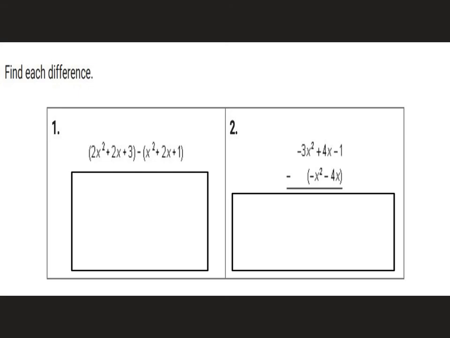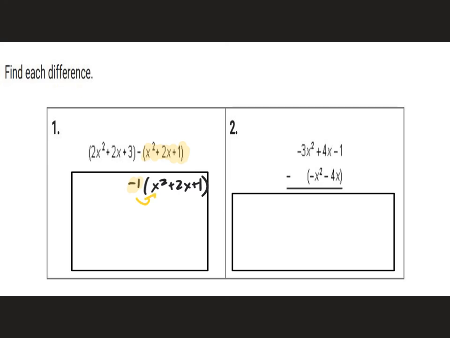So we have 2x squared plus 2x plus 3 minus x squared plus 2x plus 1. So I say that it's a subtraction problem, so that means that I have to distribute that negative sign to the entire second expression, or the subtracted expression right over here. So I'm going to do that first. So I have -1 times x squared plus 2x plus 1. And I'm going to be distributing this -1.